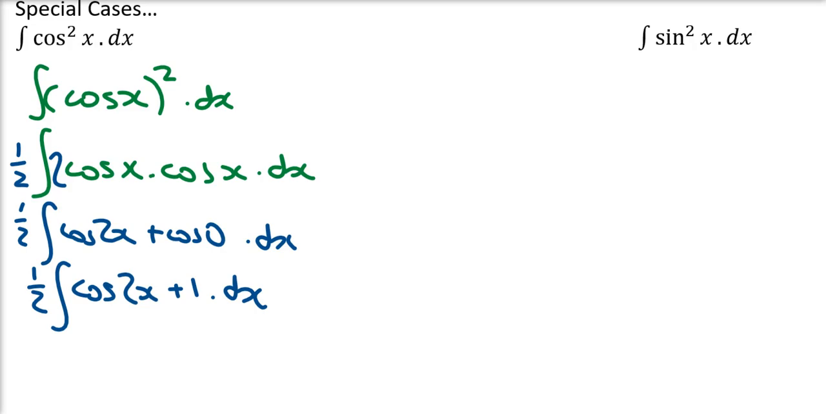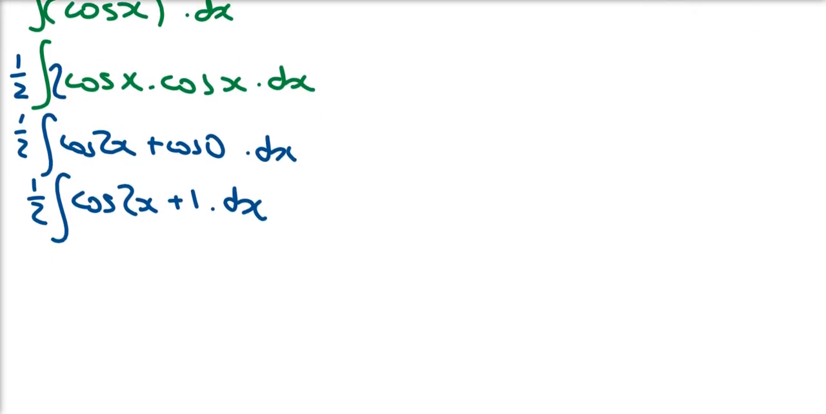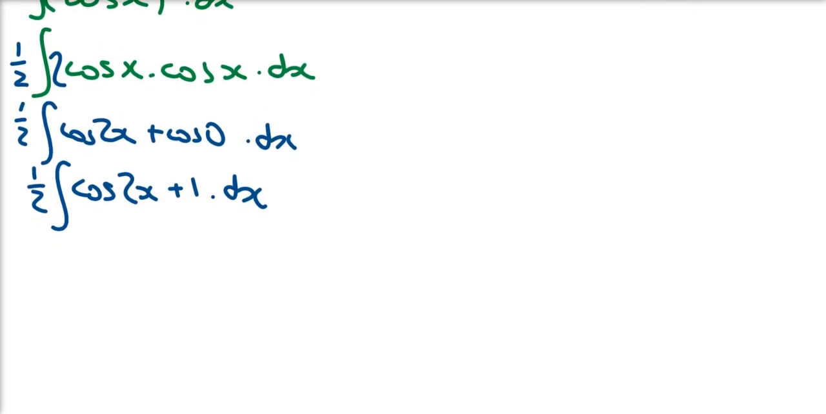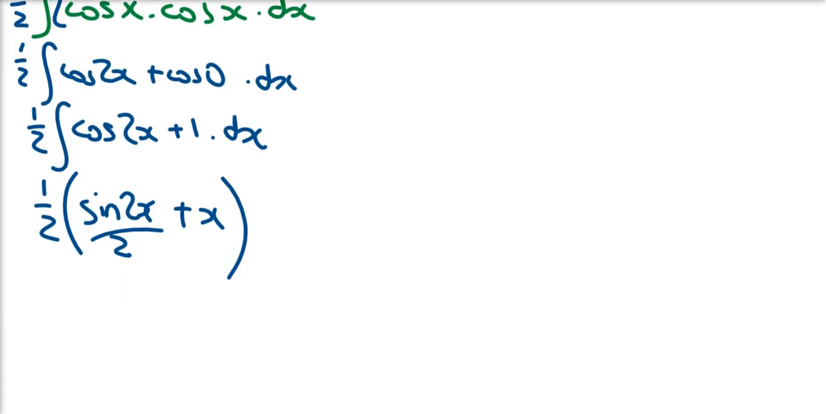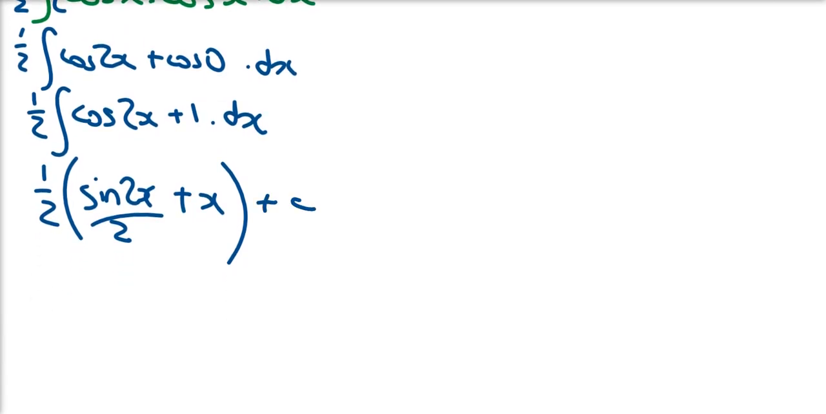So now how do you integrate cos 2x? Well, 1/2 sine. Does cos go to sine or does it go to negative sine? Cos goes to sine. Okay, so it's going to go sine 2x over 2 plus x. Happy with that? And then you go to plus c. So that's going to go to sine 2x over 4 plus x over 2 plus c.